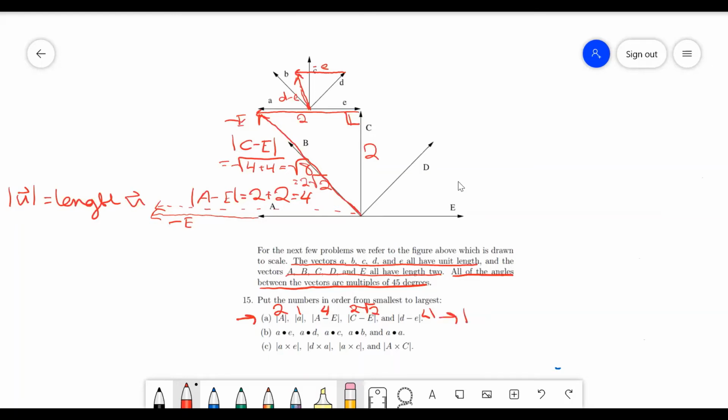So to put these in order, we know that we first have the length of D minus E, that's the smallest, followed by the length of lowercase a, which is less than 2, which is length of uppercase A, which is less than 2 times the square root of 2, or the length of C minus E. And then finally, that's less than the length of A minus E. So that kind of just puts all of those in order like so. We're going to apply the same idea in the next two where we're going to compute exact values for each of those terms and then see how they line up.